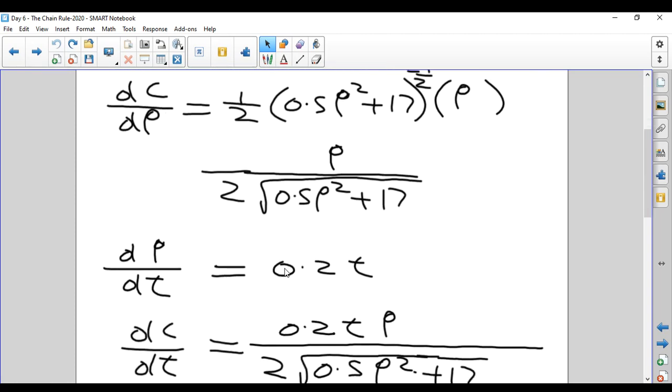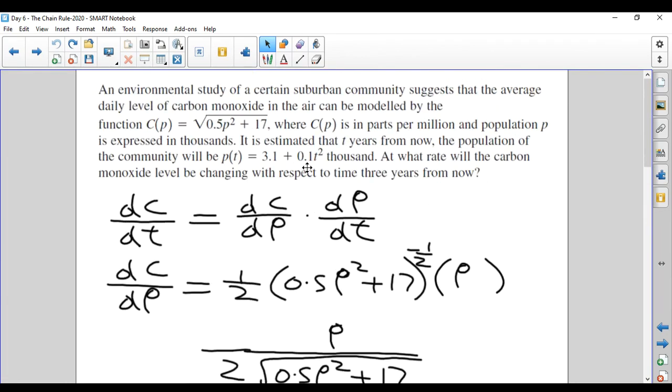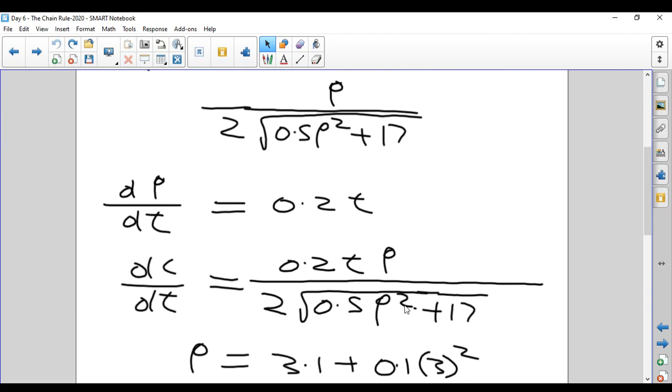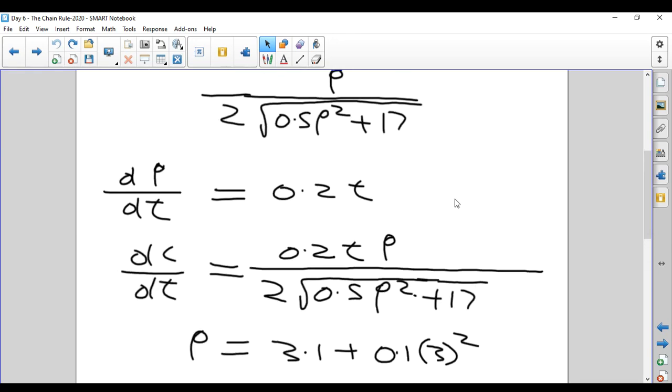So let's now find the derivative between population and time. That's a simple one because that is just simply this. And the derivative of this, that's dP/dt, is just this, 0.2t. So now we're going to multiply these two together. We're going to take this derivative and multiply it by this derivative. And if you think about it, I'm just going to say 0.2tp. Just multiply these two together, and that's over 2 times this. All right? Okay, so the question now is very specific.